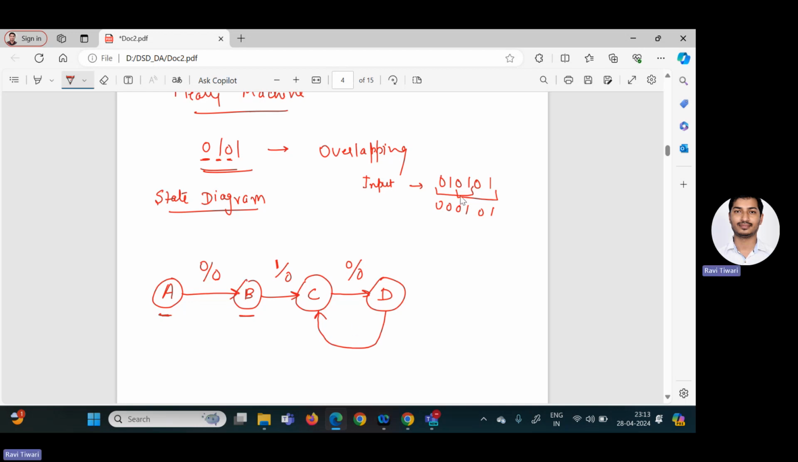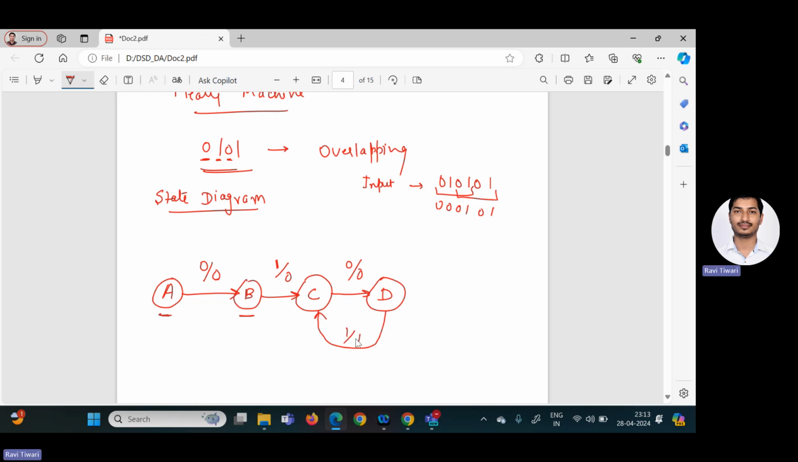Once again, I am repeating, you have to check how many bits are in overlap. If there are 2 bits in overlap, you have to skip 2 states. If there is a single bit overlap, you have to skip 1 state from the beginning. And if there are 3 bits in the overlap, then you have to skip 3 states from the beginning. So here, as we are having only 2 bits in overlap, we are skipping 2 states. Okay. This is the correct pattern.